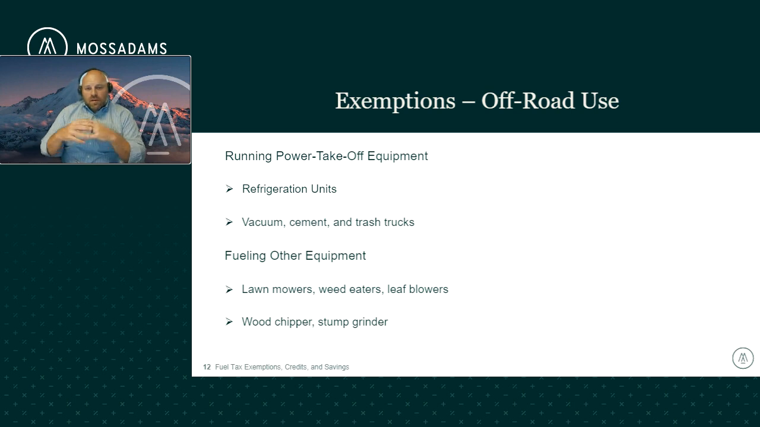And ultimately what this is getting at, and these are some examples, is if I'm using the equipment off-road, I'm not using it to propel down the road, but I've bought retail gas and I've paid tax on that fuel, then I should have the opportunity to go and get a credit on the tax that I paid, because the tax is supposed to be tied to the benefit of using the road.